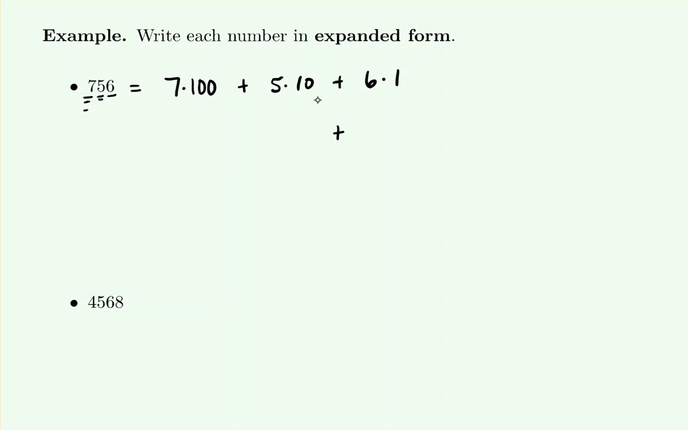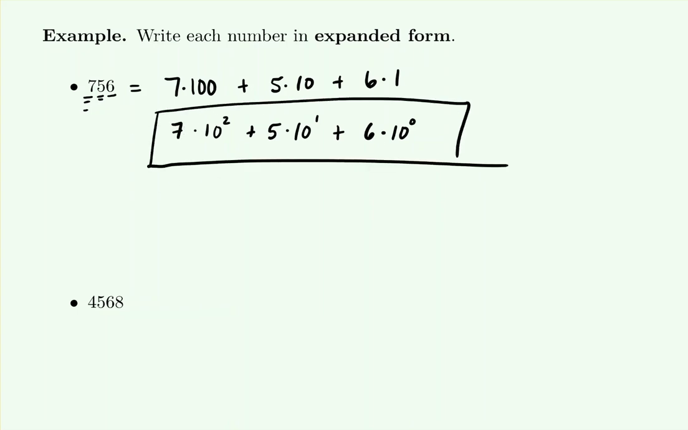So if we're talking about base 10, then we would express 1 as 10 to the 0, that we multiply by 6, plus now 10 just by itself is 10 to the first power, that we were multiplying by 5. 100 is 10 squared, that we were multiplying by 7. So this would be the number fully written in expanded form, and if you like, you could add parentheses just to make it clear that these are grouping together. Both are equivalent.